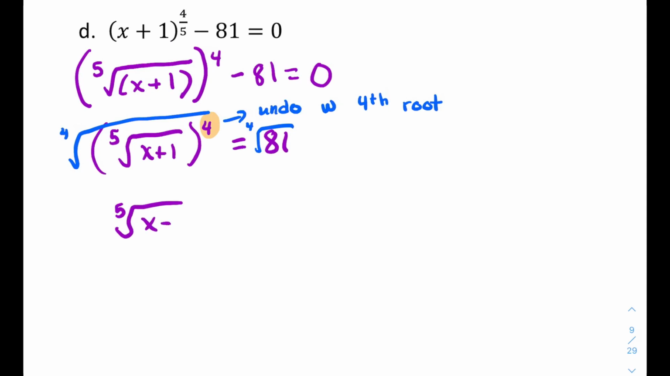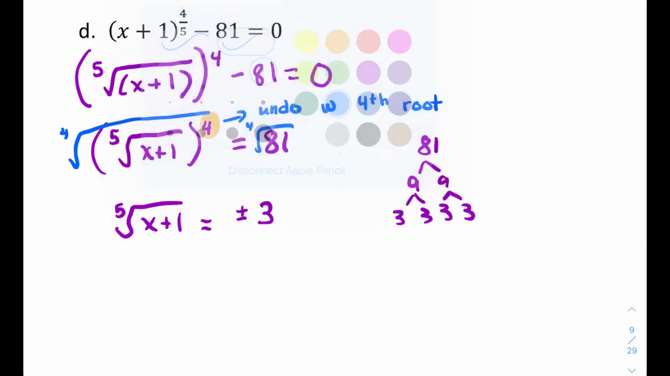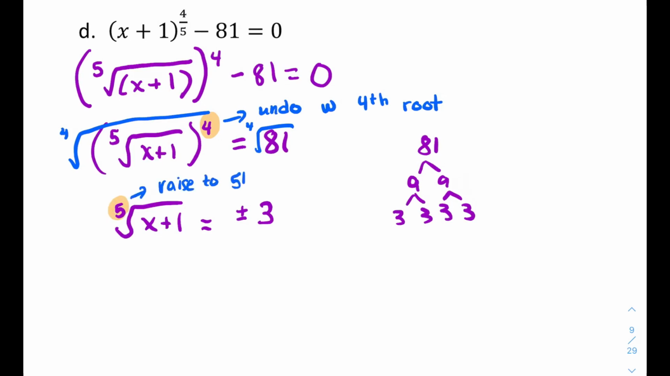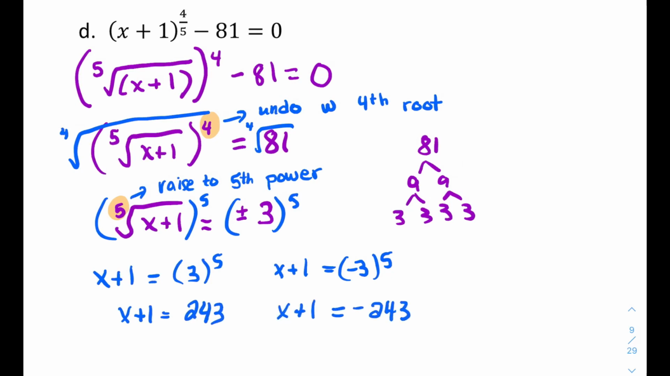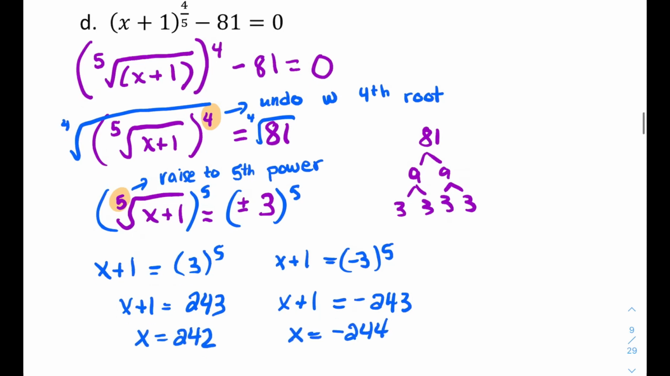So if you take the 4th root of both sides, you're just going to be left with the 5th root of x plus 1 equals, if you break that down, 81 is 3 to the 4th, 4 factors of 3, so equals positive and negative 3. Then to undo my 5th root, I need to raise both sides to the 5th power. So if I take that radical to the 5th power, I'll just get x plus 1. I have both positive and negative 3 that I'm taking to the 5th power, so I'm going to write these separately. You could write them together, but just be careful if you do. So you have x plus 1 equals 243, and x plus 1 equals negative 243. So 242 and negative 244 look like potential solutions.